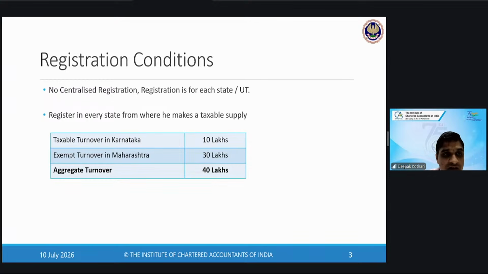Okay, understood this? So from this, if you have understood, just tell me, when I say he makes a taxable supply, in this scenario, will he have to take registration in Karnataka, or registration in Maharashtra, or registration in both the places, or fourth option, registration not required in both the states.